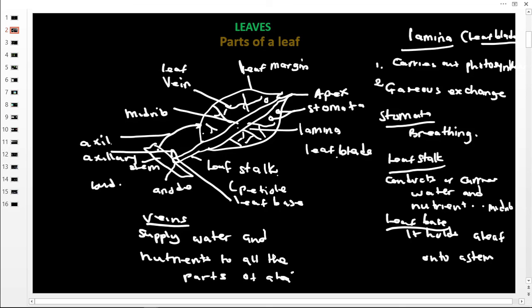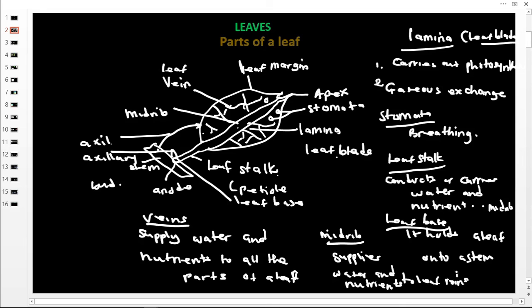So where do these veins get this water and nutrients? They get them from the midrib, which means that this midrib supplies water and nutrients to leaf veins.